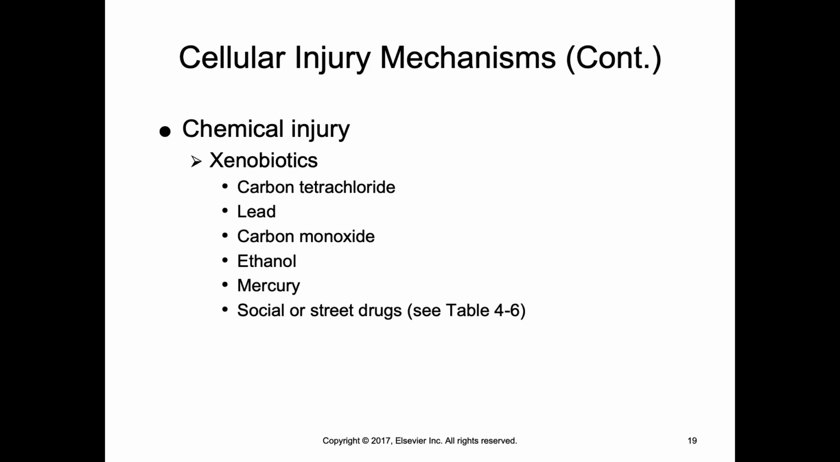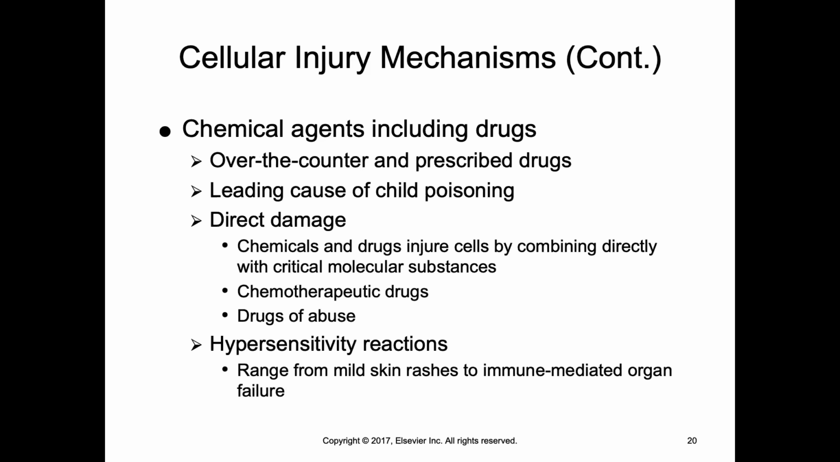Okay, chemical agents that can damage cells include over-the-counter and prescription drugs. It's a leading cause of child poisoning. Direct damage includes chemicals and drugs that injure cells by combining directly with critical molecular structures, chemotherapeutics, and drugs of abuse. Hypersensitivity reactions can result and range from mild skin rash to immune-mediated organ failure.